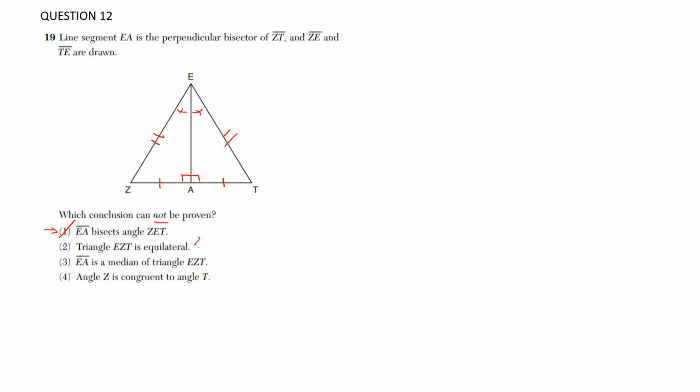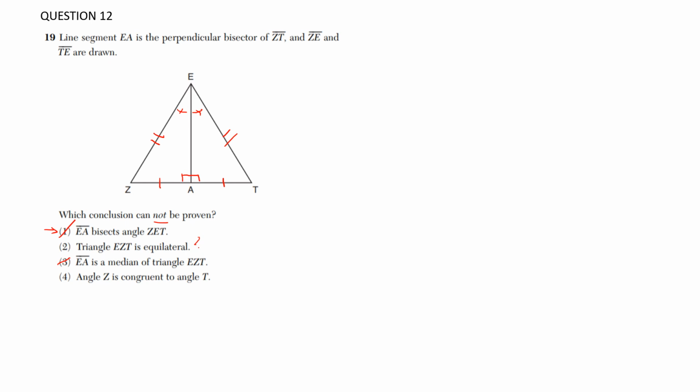So unmarked, question mark. Third, EA is the median of triangle EZT. Now the definition of a median is it's a line joining a vertex and the midpoint of the opposite side, basically bisecting the opposite side. So this is exactly what this is. It's a bisector, but more specifically a perpendicular bisector, but it's a bisector of the opposite side. So we can cross that out.